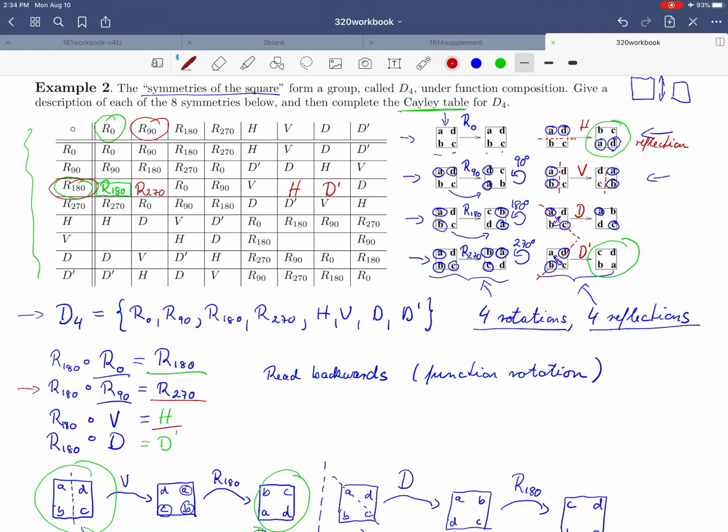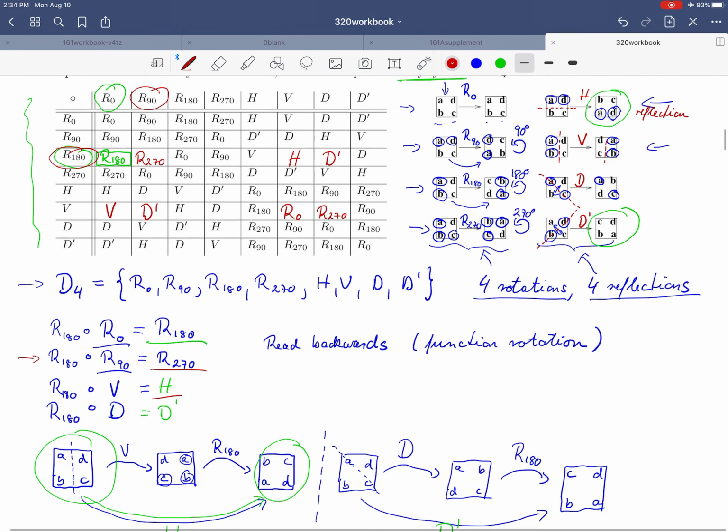You can pause the video, you can do the other ones, and I highly recommend that you do that. You will find that this entry right here, so we need to fill in V circle with everything else, we get a vertical flip followed by D prime, followed by, this one is R0, and then we have R270. And you can convince yourself that this is the case, and looking at the notes, you will find that as well.